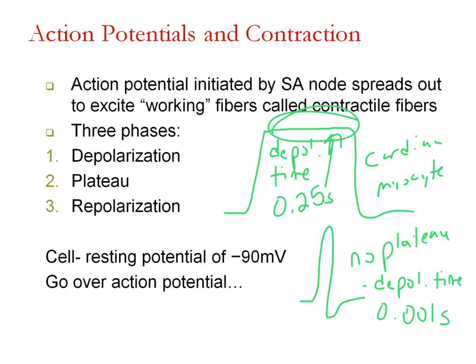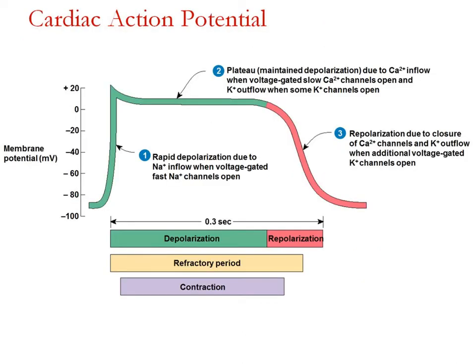So let's look at this in a little bit more detail. Here we go. All right. So back to the pointer. All right. So here we are. Again, resting membrane potential, which is the cell is normally negative 90 millivolts inside compared to the outside of the cell. All right. Upon a threshold stimulus where enough sodium comes into the cell to reach a threshold, voltage-gated sodium channels open, okay, and we have this full depolarization.